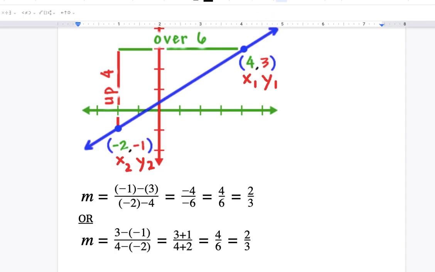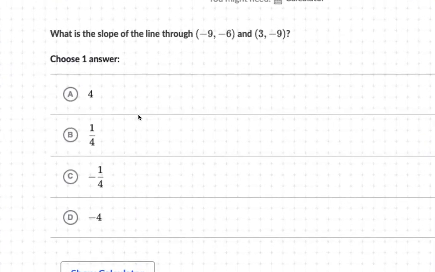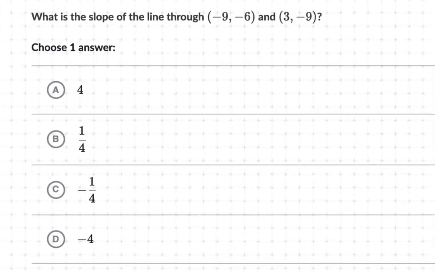Okay? Let's go over some examples. This problem is asking us to find the slope of the line through negative 9, negative 6, and 3, negative 9. Pause the video and try it on your own first. Okay, so normally what I like to do is just go in order. x1, y1, x2, y2. But again, like I said before, you could have called this one x2, y2, and this one x1, y1. Okay, doesn't really matter which one it is.